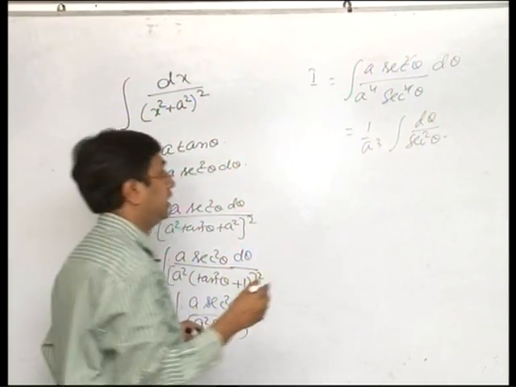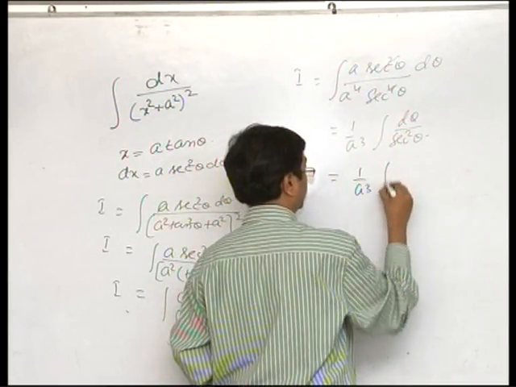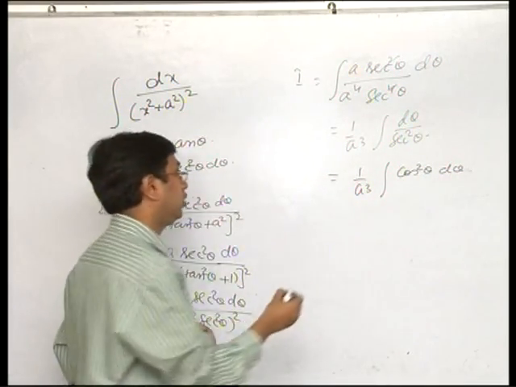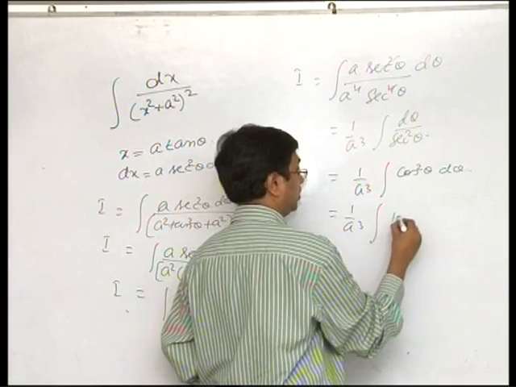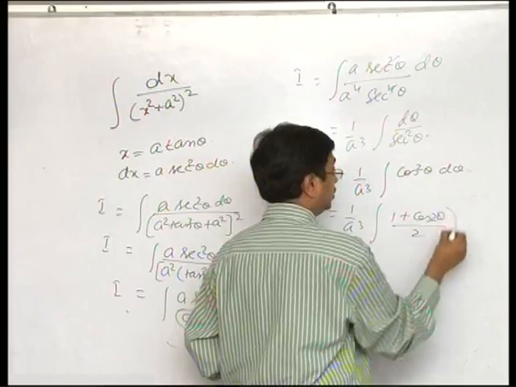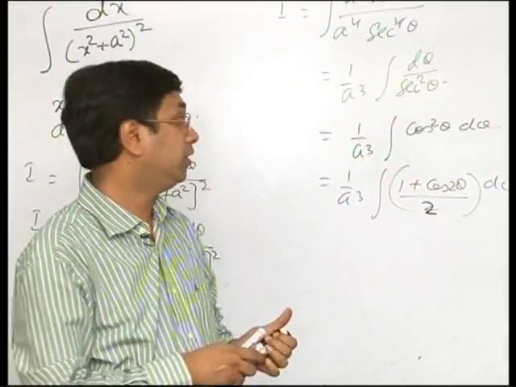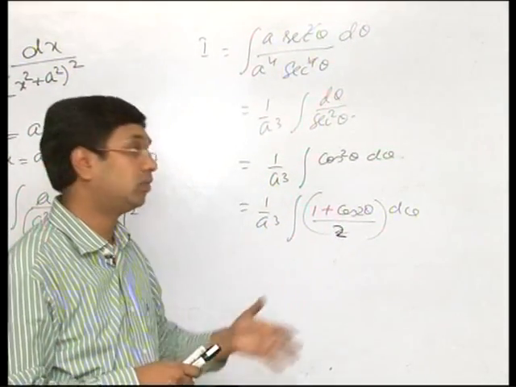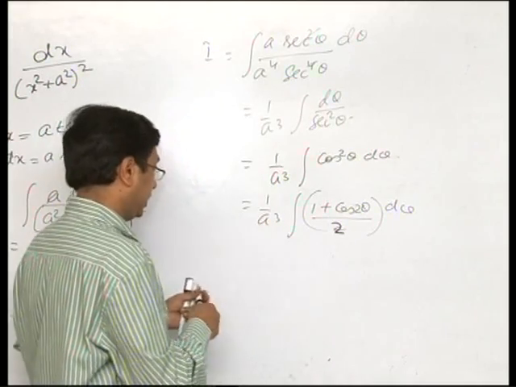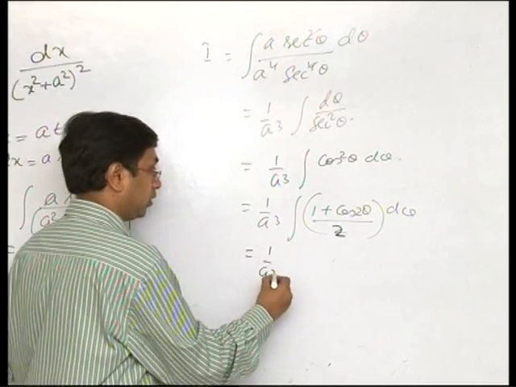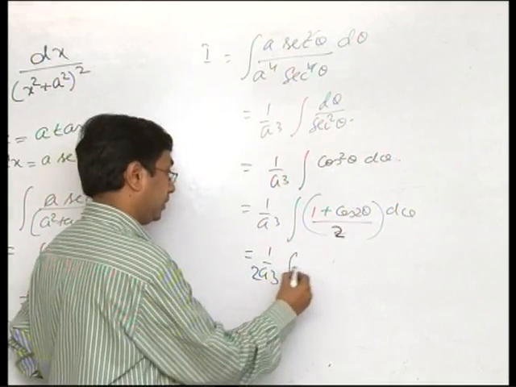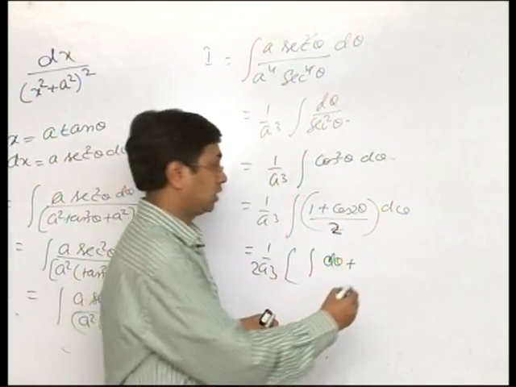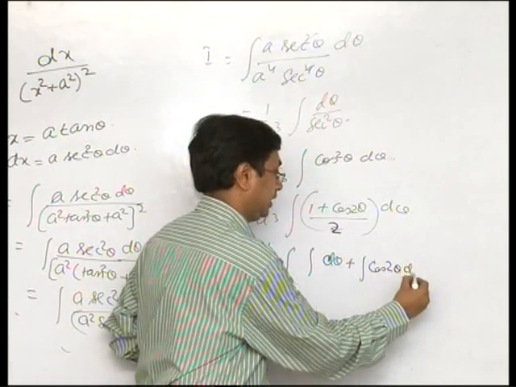And what is 1 by sec square theta? Cos square theta. So 1 by a cube cos square theta d theta. And you know cos square is a very simple integral of what? 1 plus cos 2 theta by 2. To integrate higher powers of cos or sine, we need to break them into lower powers. The higher powers need to be broken down into lower powers till they come to the linear form, right? So now this can be easily integrated. 1 upon a cube, 2 can be taken out, so this becomes d theta simply, and this can be written as cos 2 theta d theta.